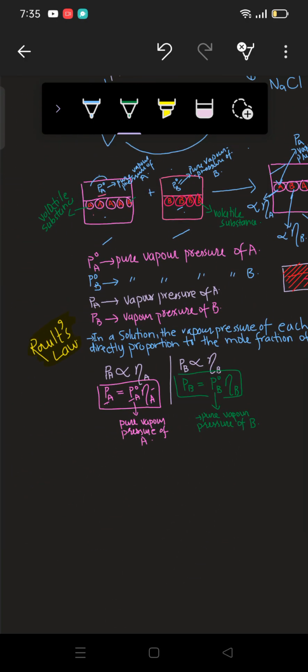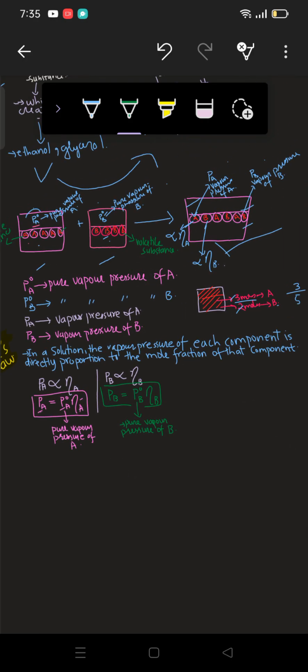So in a solution, the partial vapor pressure of each component is directly proportional to the mole fraction of that component. PA is directly proportional to the mole fraction of A. PB is directly proportional to the mole fraction of B. When we remove both proportionality signs, we get an equation with a constant, the pure vapor pressure of A in the case of A, and the pure vapor pressure of B in the case of B.